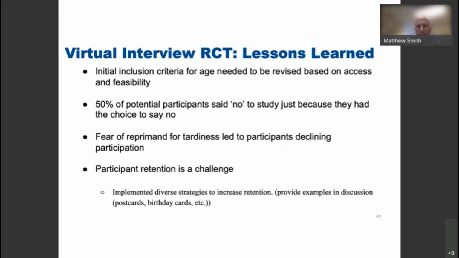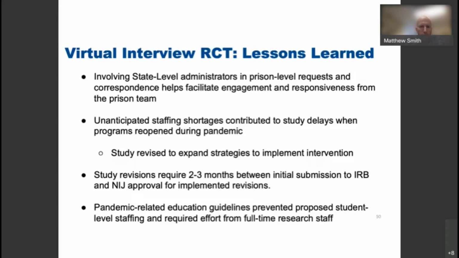Also increasing incentives for completing study follow-up. The amount of the incentives was something we learned as well. And so, that being said, additional lessons that we've learned: involving state level administrators and prison leadership correspondence to help facilitate ongoing communication and responsiveness.